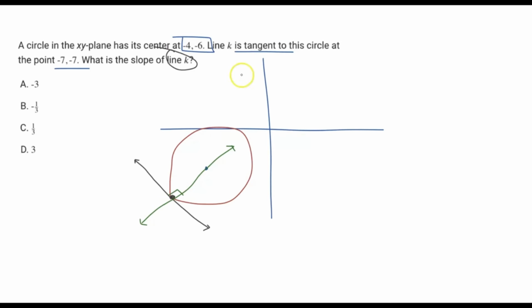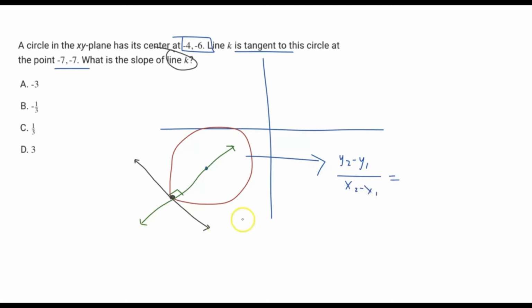And therefore, what we need to do is actually just find the slope of line K. Find the slope of the green line here, and then we can find the slope of line K. So the slope of the green line, let's draw over here, is going to be based on these 2 coordinate points. So the equation is going to be y2 minus y1 over x2 minus x1.